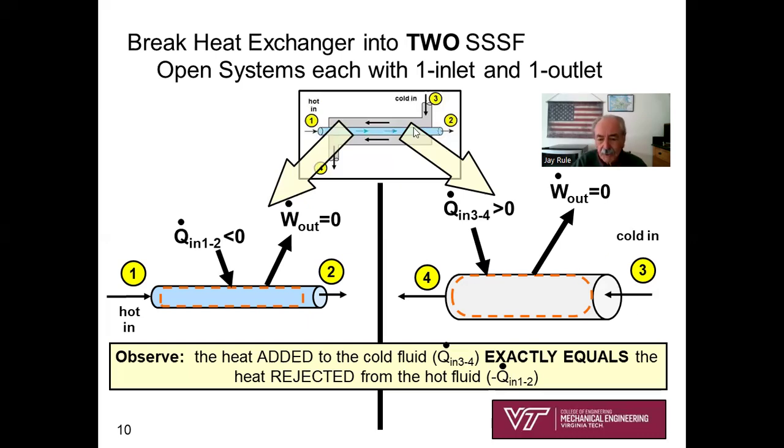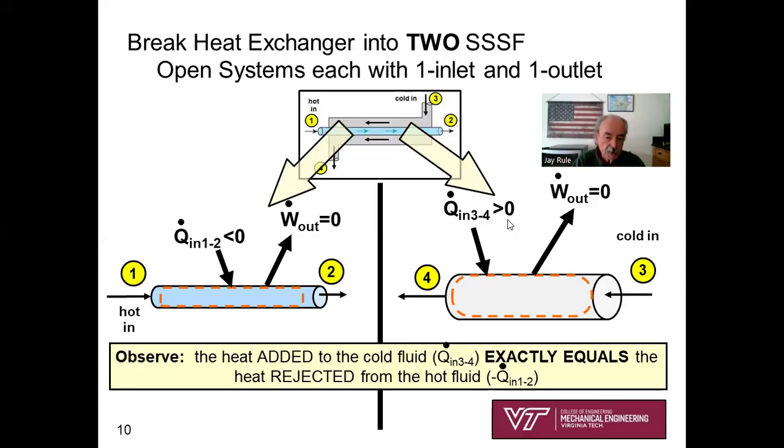Let's split out our cold fluid. It's a pipe, okay? This time, gray pipe. I've got 3 coming in and 4 coming out. 1 inlet, 1 outlet, steady state, steady flow. W dot out is 0. Q dot in is a positive number. I'm heating up my cold fluid, so I'm going to expect a positive number.